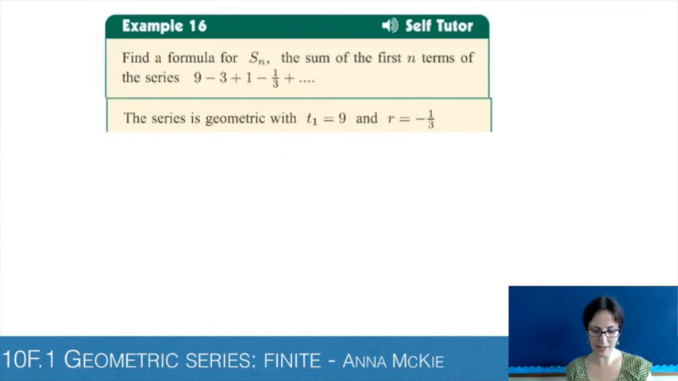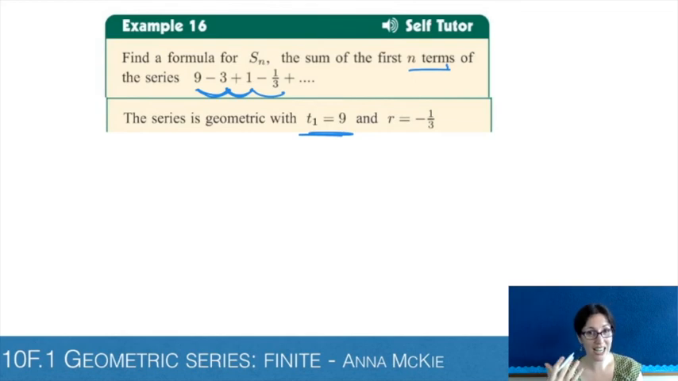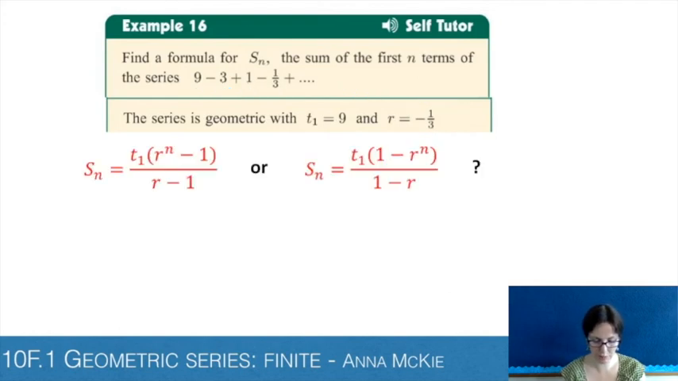Finding the formula for Sn, the sum of the first n terms of this series. So we don't know how many terms that we want, but we need to write a formula for it. So the series is geometric. Well, I've worked this out for you. So T1 is 9. You then have to think of, sometimes you have to work out the ratio yourself. How do you go from 9 to -3? But then from -3 to +1. So because that sign is changing, we're going to have a negative number. And essentially we're dividing by 3 each time, remembering that dividing by 3 is the same as multiplying by 1/3. So that's how we would work out our ratio.